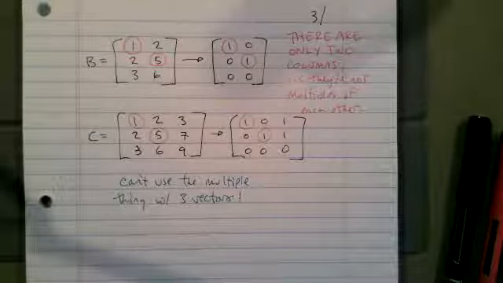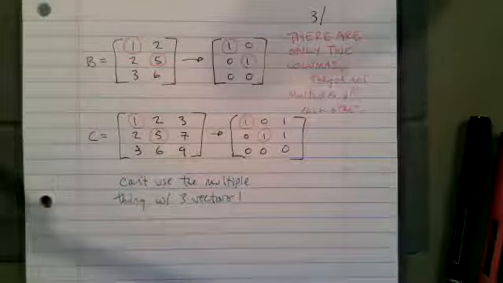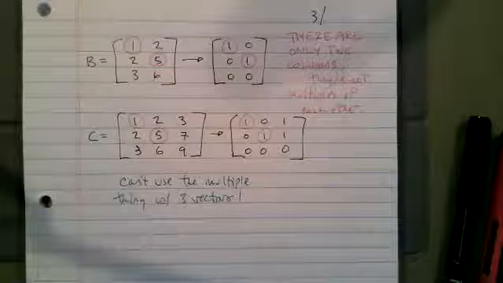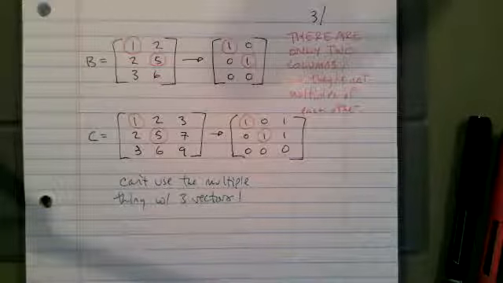So that response, they're not multiples of each other, is important. It's important to include the qualifier: there are only 2 columns and they are not multiples of each other. So well done. 1,000,000 points to everybody.